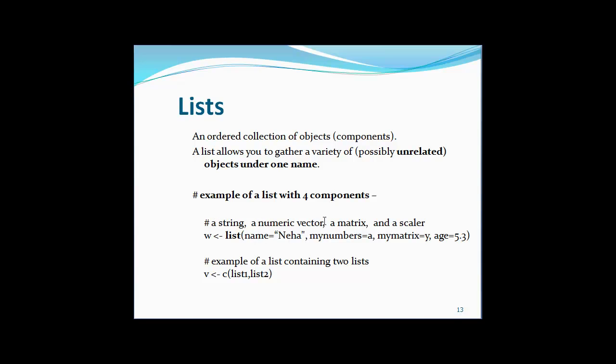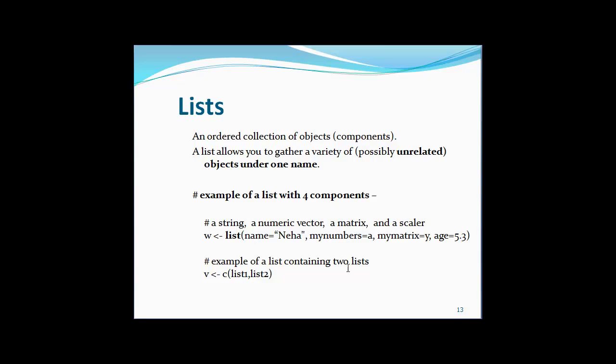Second, I am using a numeric vector, my numbers equal to A. A matrix, my matrix equal to Y, and a scalar, age equal to 5.3. This A and Y are predefined. I have to first create a vector named A and a matrix named Y.